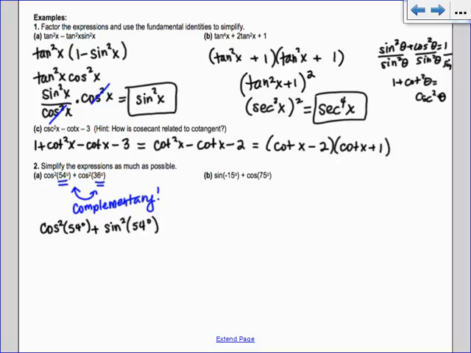So now we're noticing that we have cosine squared of an angle plus sine squared of the same angle. So that's like cosine squared theta plus sine squared theta, which you should know is 1. That was the Pythagorean identity. Okay, so same idea on this, only now we don't have that they're complementary.